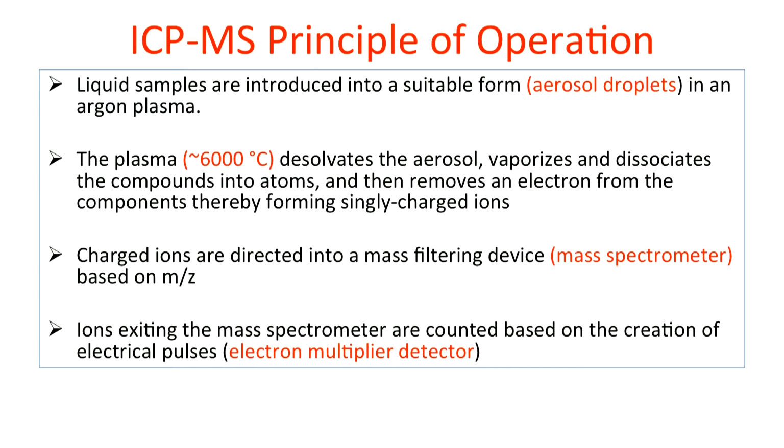So in AES, we're detecting the atoms. Going back to ICPMS, the charged ions are directed through a mass filtering device, and then they're separated based on their mass to charge ratio, or m/z. Then the ions exiting the mass spectrometer go to a detector, which is typically an electron multiplier detector.